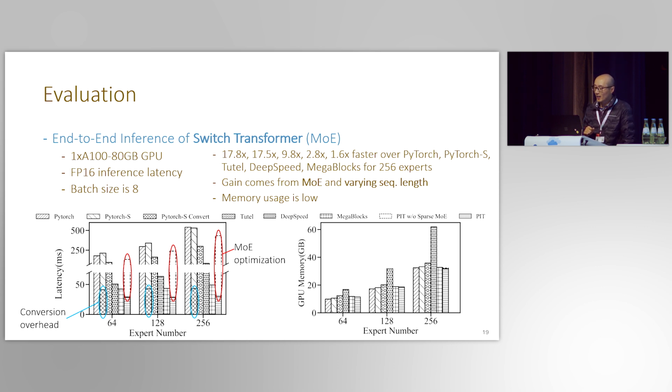For PyTorch-S, it has to convert sparse tensors into sparse format. The conversion overhead contributes a lot to the execution time. The right figure shows that the memory usage of PIT is low. Here, DeepSpeed's memory usage is high due to an implementation issue. Their new version has similar memory usage to others.